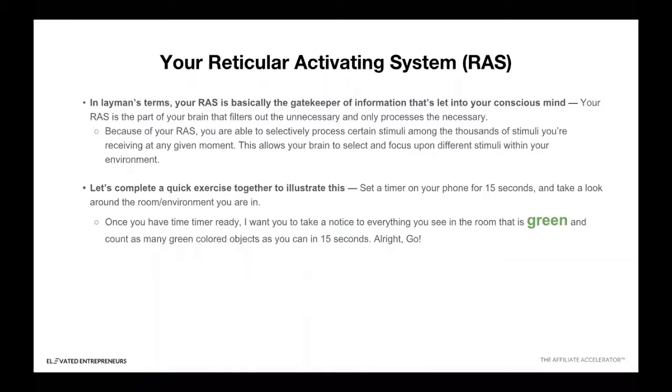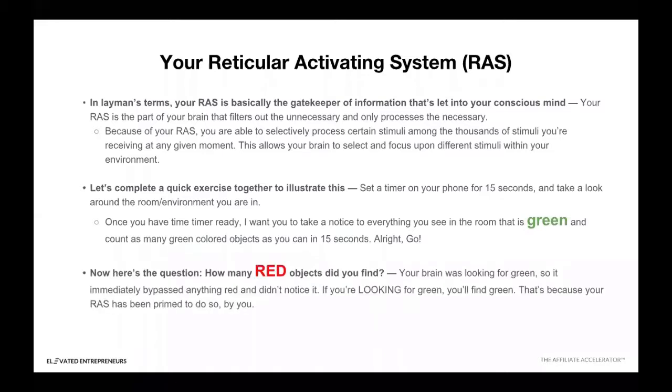Now, the real question is, keep that number in your head, whatever you found, but how many red objects did you find? That's the question. How many red objects did you find? Because your brain was looking for green, so it immediately bypassed anything red, and it just didn't notice it. Most likely, too, what you did is you saw things like I saw this turquoise clock that I'm looking at, which kind of looks green. So I did count that in my 9, which in reality is actually turquoise. And your brain will do that as well.